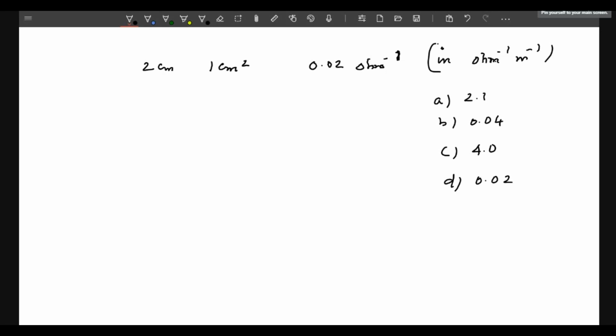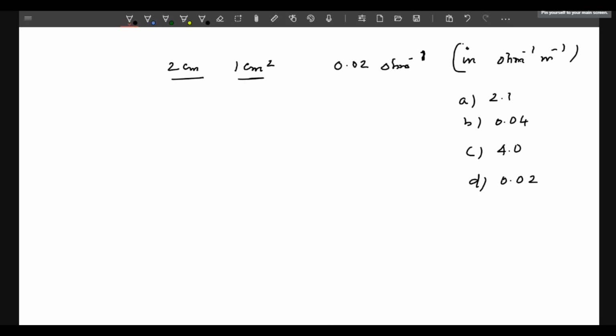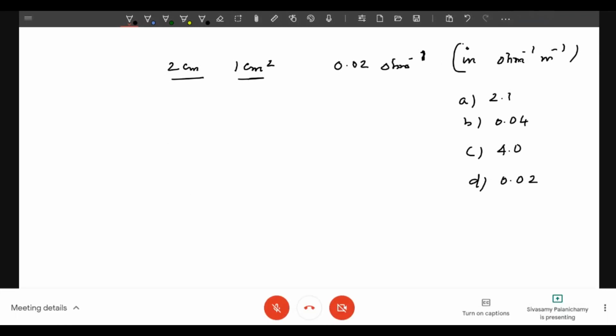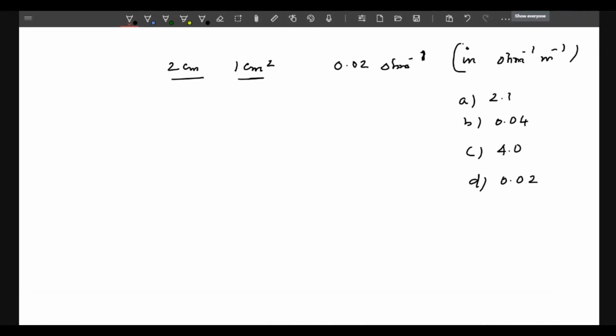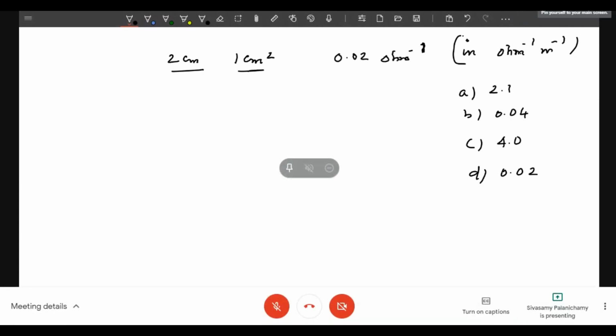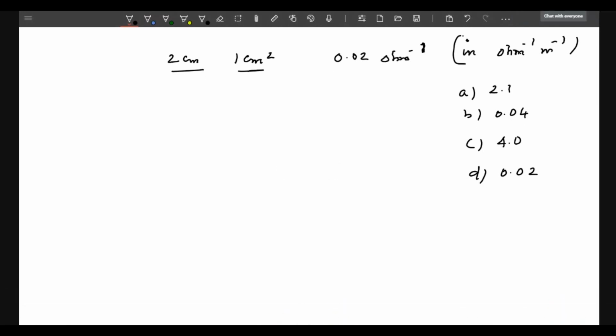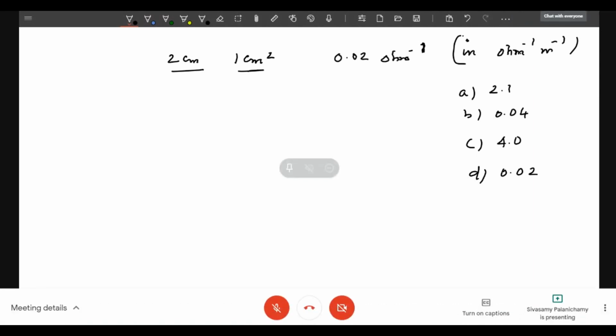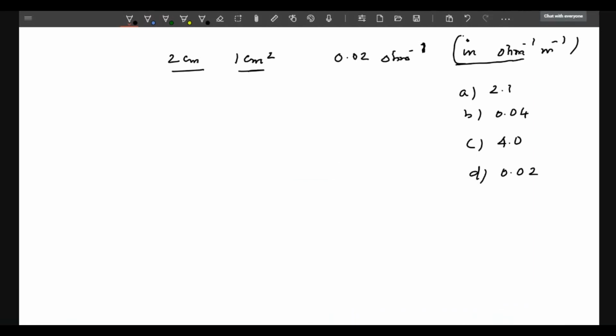We will work it out with the conventional method. It is given in centimeter and centimeter square. Therefore, the cell constant would be in per centimeter, and we will get the unit of specific conductance, kappa, in per ohm per centimeter. But the answer asked is not per ohm per centimeter, it is per meter. Therefore, how to convert this?